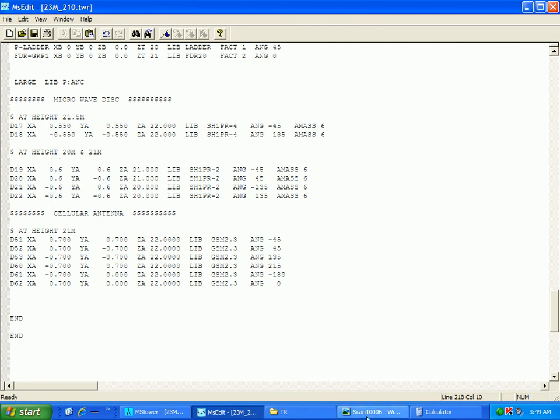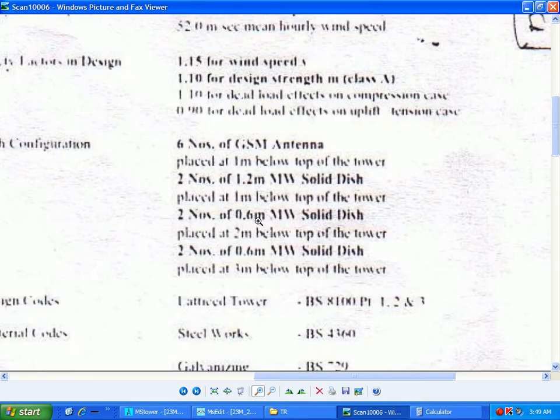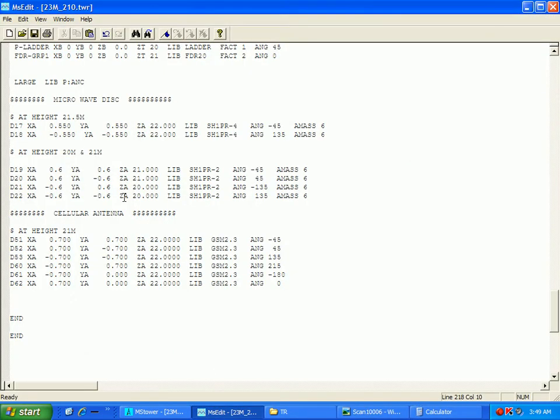And the vendor also asked for 2 number 0.6 meter dish at 2 meter below, another 2 number 0.6 meter dish from 3 meter below. All these dishes have been given here, and the wind force acting on the dish is calculated from this reference of PNs.